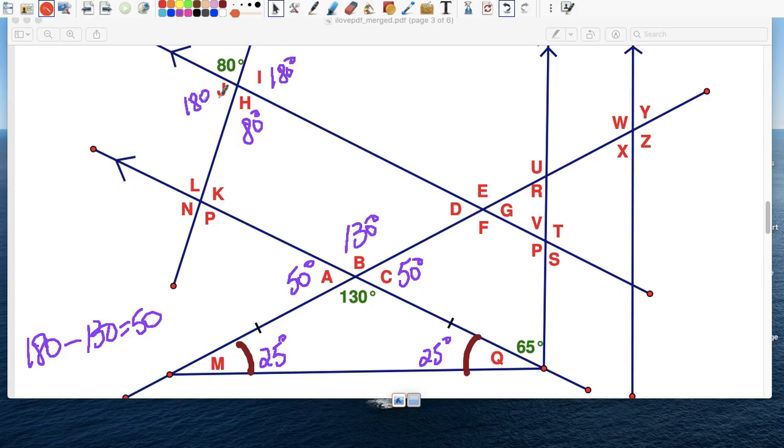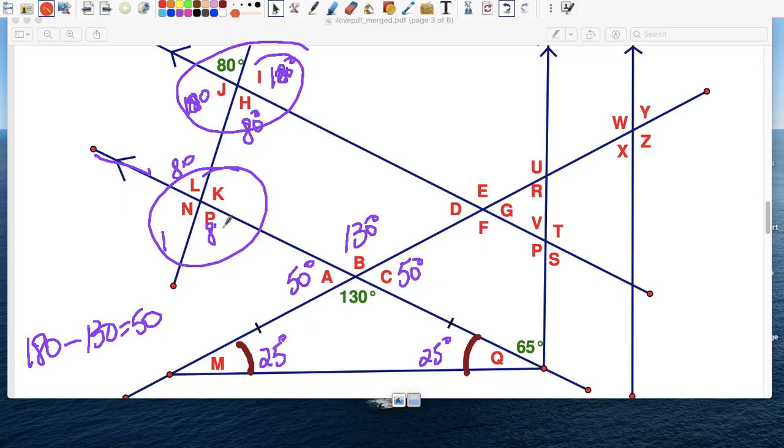Notice that these two lines are parallel, so if this is line red, this group right here and this group right here will be exactly the same, so we can go, sorry, did I write 180? I meant to write 100. This is 80, this is 80, this is 100, this is 100.